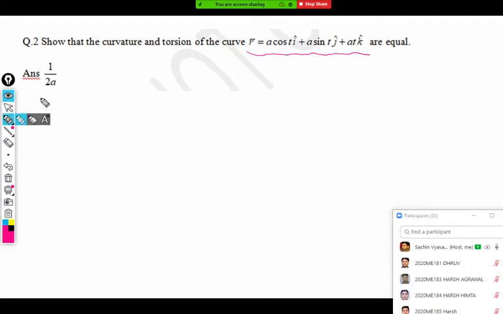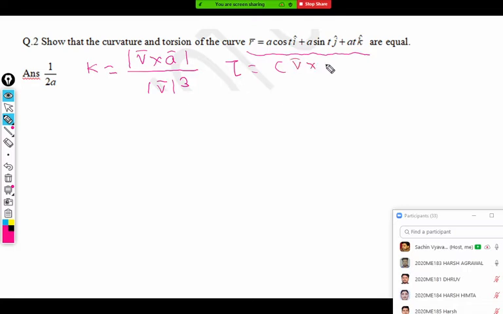If you see the question, curvature k is equal to, tell me the formula. Magnitude of V cross A upon magnitude of V cube, correct. And what about the torsion, tau? V cross A dot A dash, the derivative of A, by magnitude of V cross A whole square, correct. So first we'll write the formulas so that we come to know which things we have to calculate.